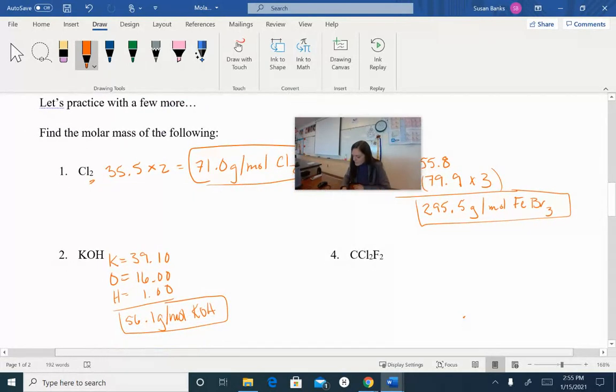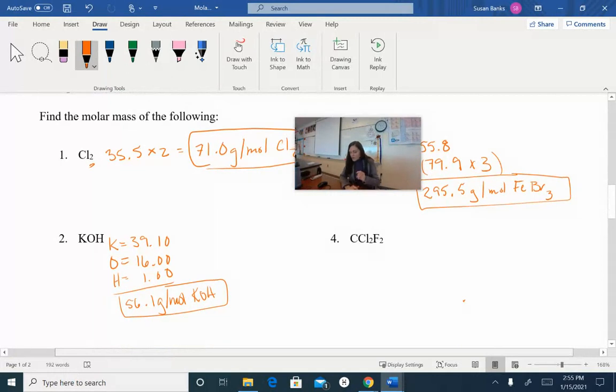Okay, let's do this next one. We've got carbon dichloride difluoride. So if we look at this, we've got one carbon, we've got 2 chlorines. So let's do the chlorines by 2, and we've got 2 fluorines. So we're going to multiply our fluorines by 2. So let's look on the periodic table and see what we've got.